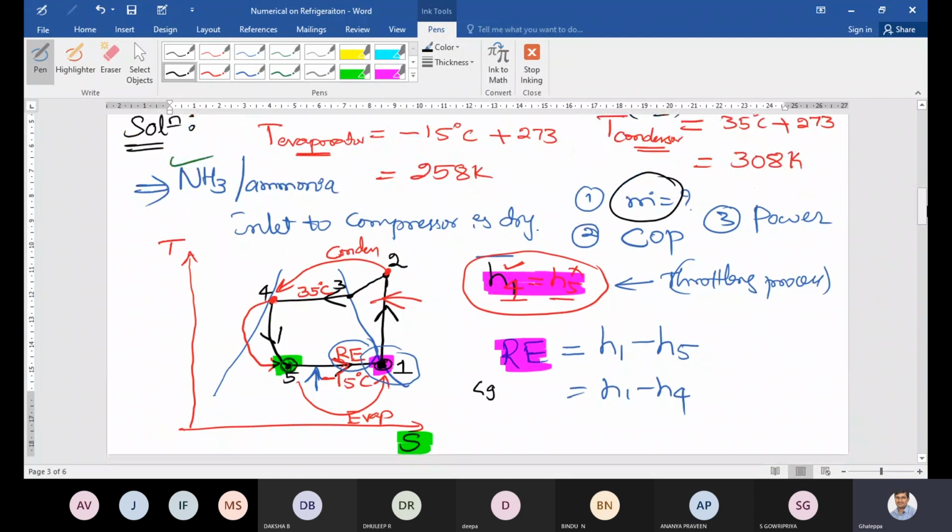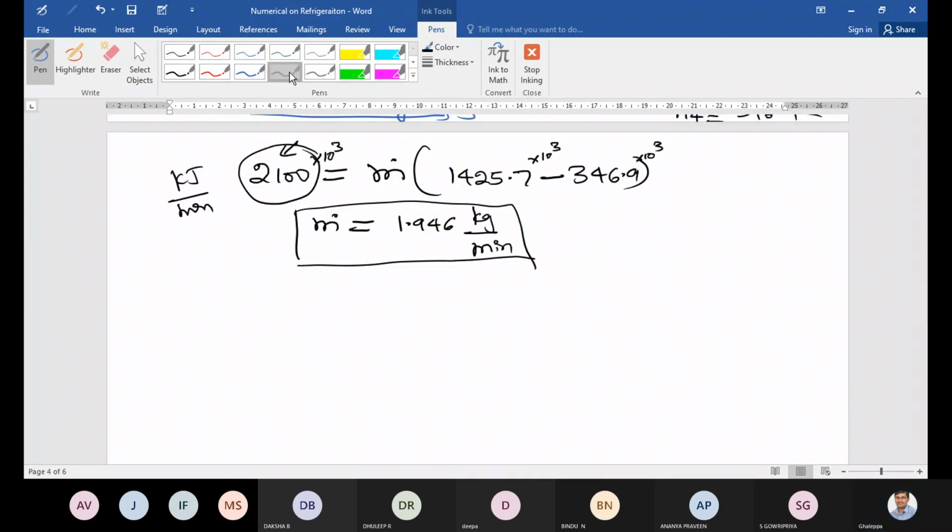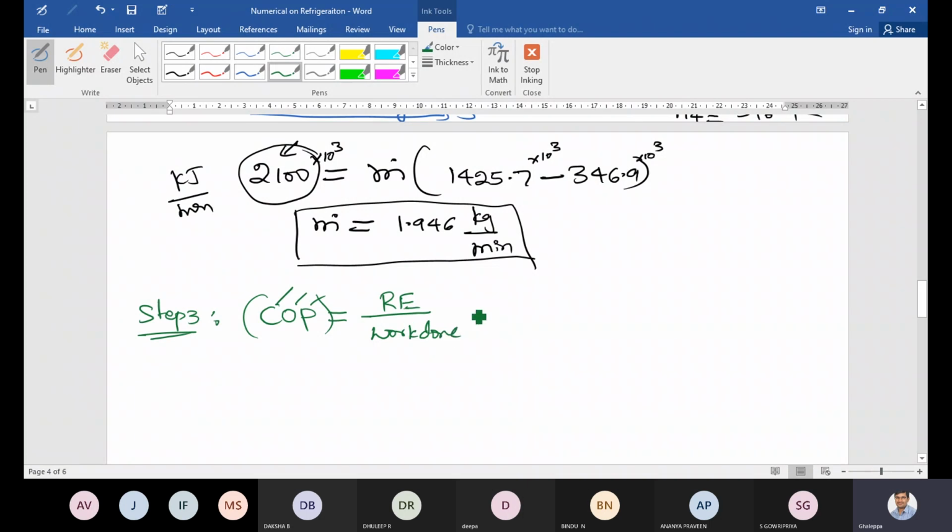Next step. What is the second unknown here? It is COP. So we'll write the formula for COP in the next step. Step number 3. COP is equal to, I hope you remember the formula for calculating COP. COP is the performance of the refrigerator, that is coefficient of performance. Refrigerating effect divided by work done.